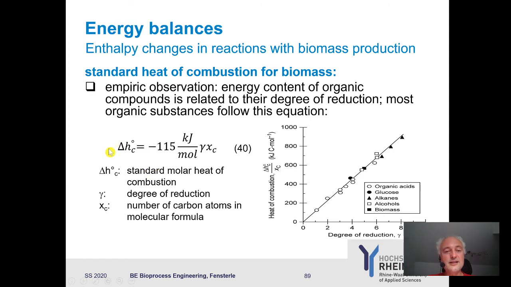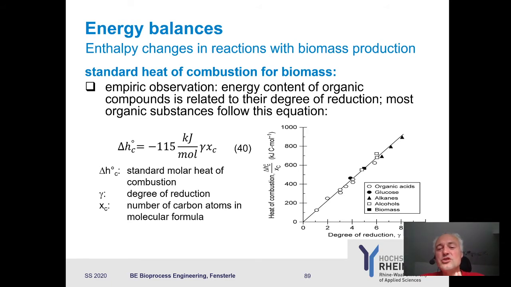Your standard heat of combustion is equal to minus 115 kilojoules per mole times the degree of reduction times the number of carbon atoms in the molecular formula. So remember, the degree of reduction is the available electrons divided by the number of carbons, so you need to bring back the number of carbons in this case. This is very cool, because even if you don't have the values listed, you can come up with the heat of combustion for any substance.